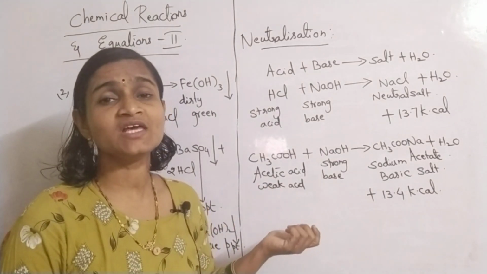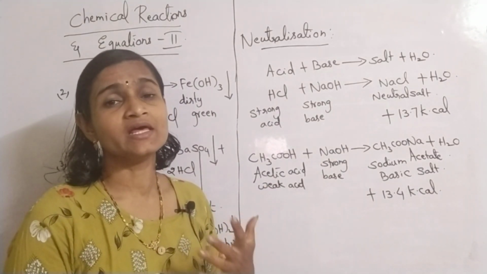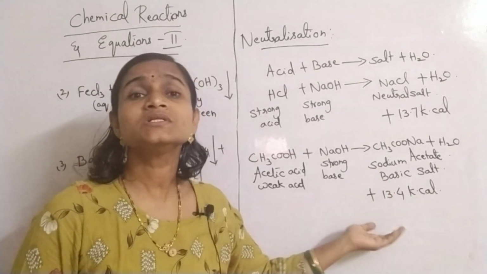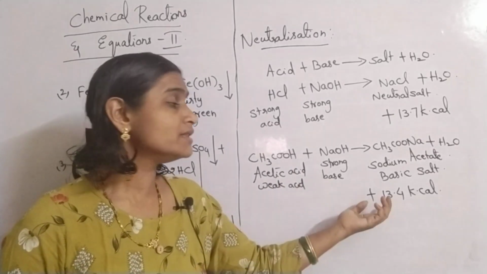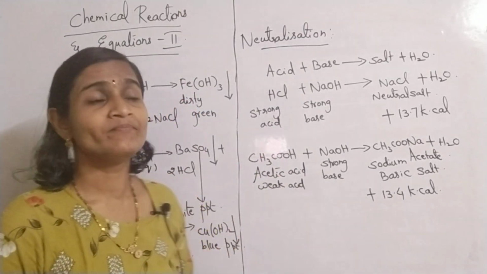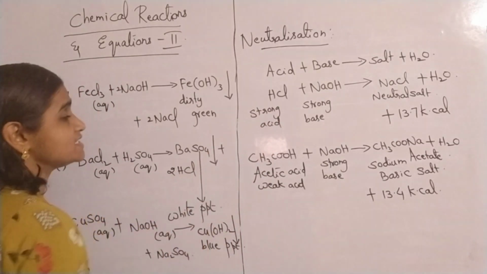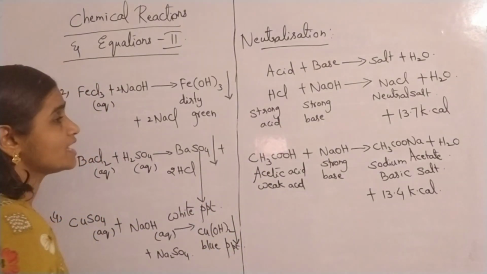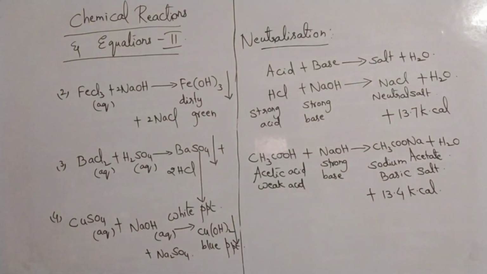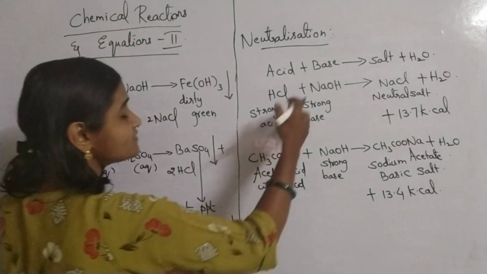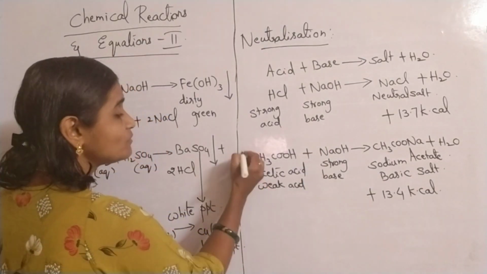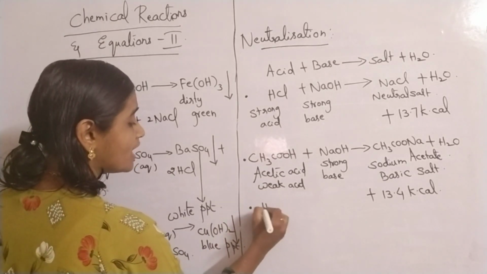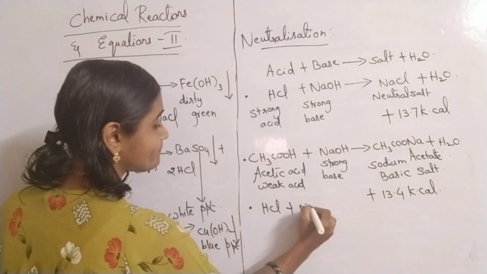Now because it is weak, it cannot get ionized quickly, so it requires some amount of heat. That's why the heat released here is less comparatively than in case 1. So like this you have certain neutralization reactions in which acid and base give rise to salt and water. We'll take one more example where you will take acid to be strong and base to be weak.